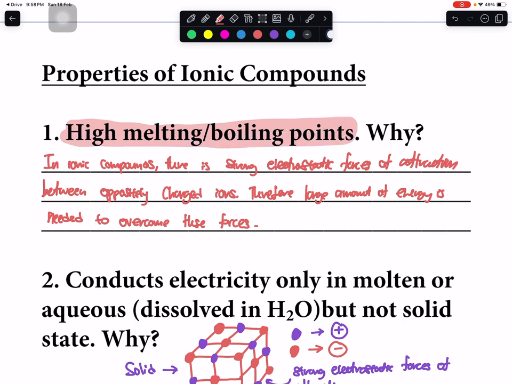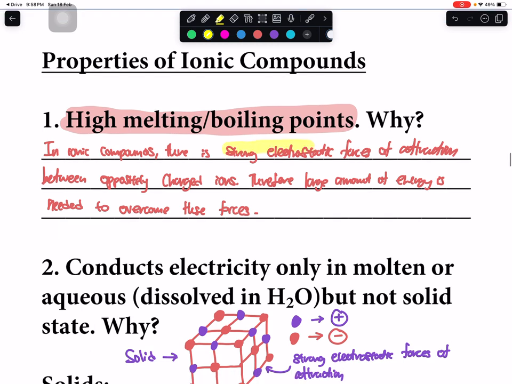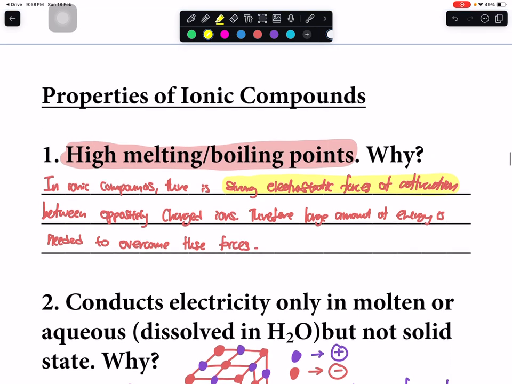Why is that the case? Let me write this down for you first, and you can copy. Now let me break down what this sentence is telling you. In ionic compounds, there will be strong electrostatic forces of attraction. So what exactly are electrostatic forces of attraction? In ions, we have positive charges and negative charges. In between these plus and minus, there will always be a form of attraction, and this attraction is what we quantify as electrostatic forces of attraction. And this will be very strong.